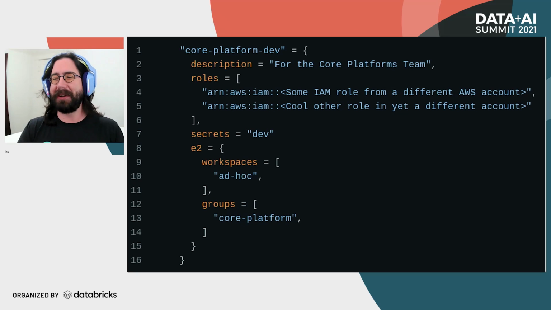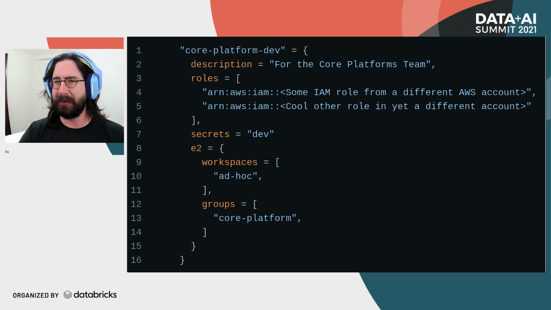So I'm going to take you through a little bit of code here, just to give you an idea of what it looks like. Here we have a sample from a large map that we use to define all of our IAM profiles that we use inside of Databricks. Here we say, hey, we're going to create the profile core platform dev. It's going to need access to assume these roles in other accounts or within the same account, but it needs to also assume these. It should have access to this set of secrets and be placed in this workspace with this group ownership.